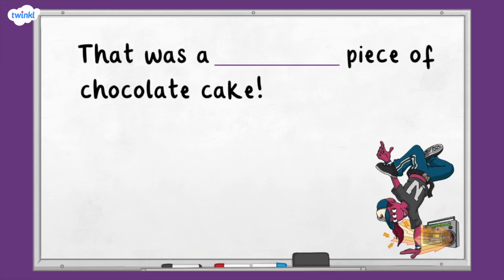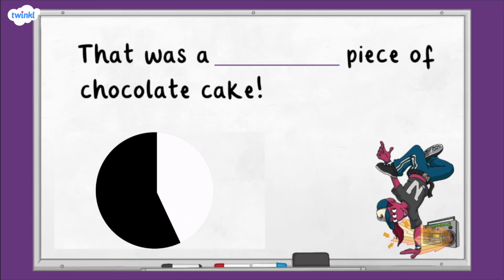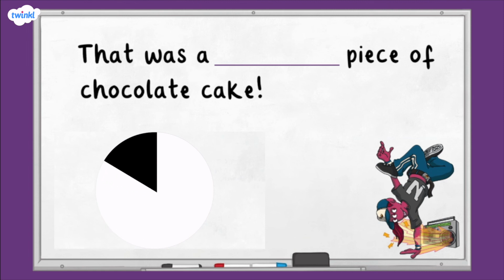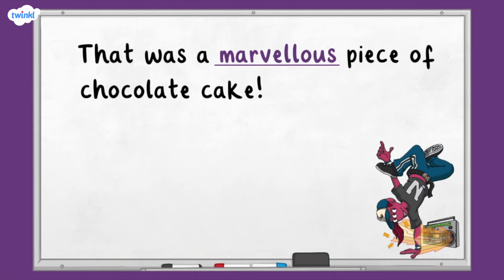The word is marvellous. That was a marvellous piece of chocolate cake. The word is marvellous. Marvellous is spelt M-A-R-V-E-L-L-O-U-S. Marvellous. Well done if you were able to spell all 3 of those ous words correctly.